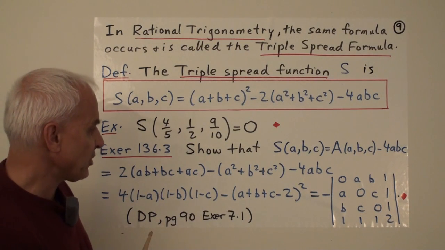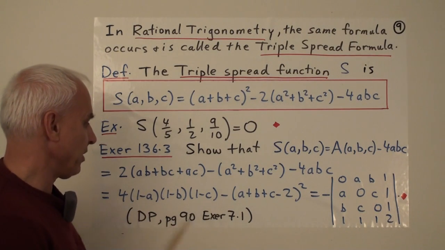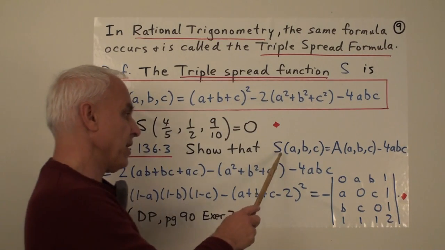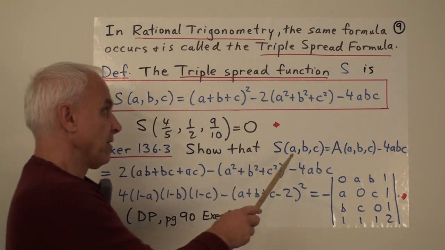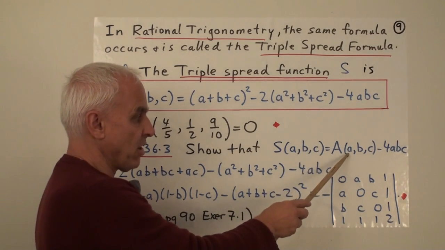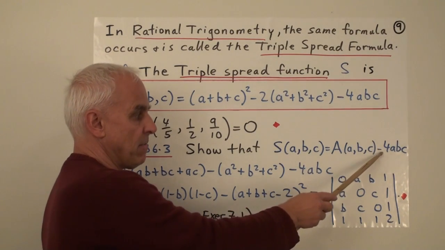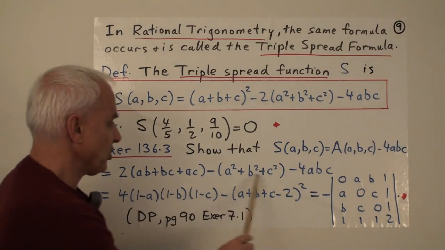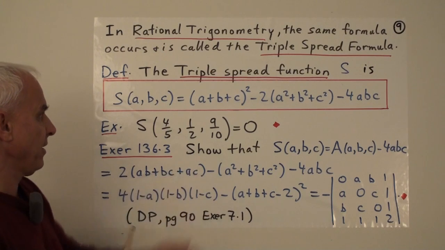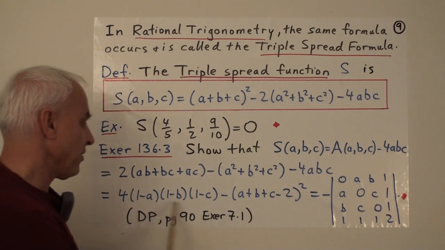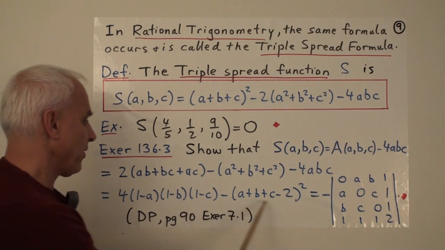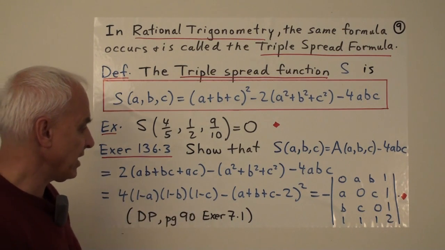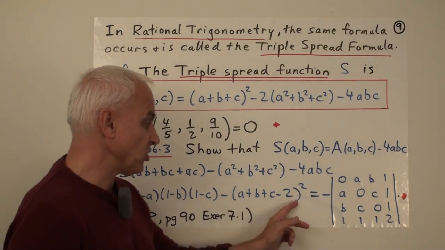Okay, now here's a little bit of an exercise for you just to become a little bit more familiar with this particular form, maybe start to appreciate it. So the spread function on A, B, C is the same as Archimedes' function of A, B, C minus the product 4ABC. And here's another expression, just writing it out a little bit differently. And here's another expression, which is quite different, well worth having a look at: 4(1 − A)(1 − B)(1 − C) − (A + B + C − 2)².